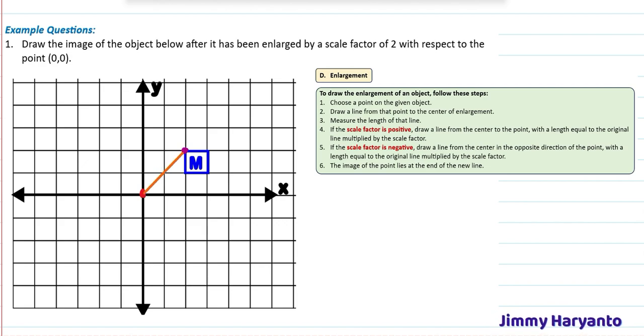It will be better if you use your ruler to measure the length of that line: 2 units diagonally, 2 units diagonally, yeah. And then if the scale factor is positive, 2 is a positive number, right? That means you have to draw another line from the center.